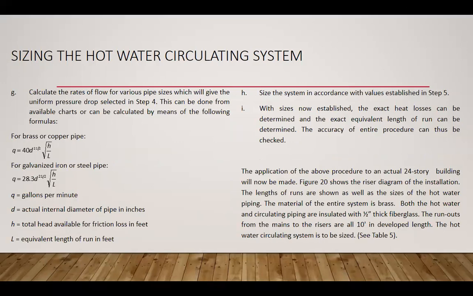Step G: now calculate the rates of flow for various pipes which will give the uniform pressure drop selected in step 4. Step D can be done from available charts or can be calculated by means of the following formula.